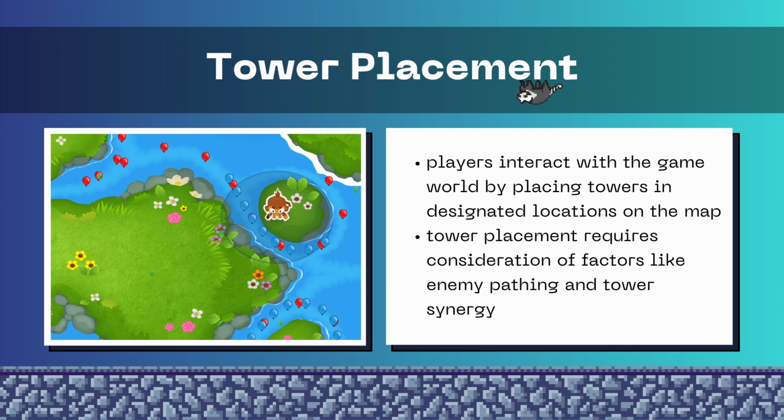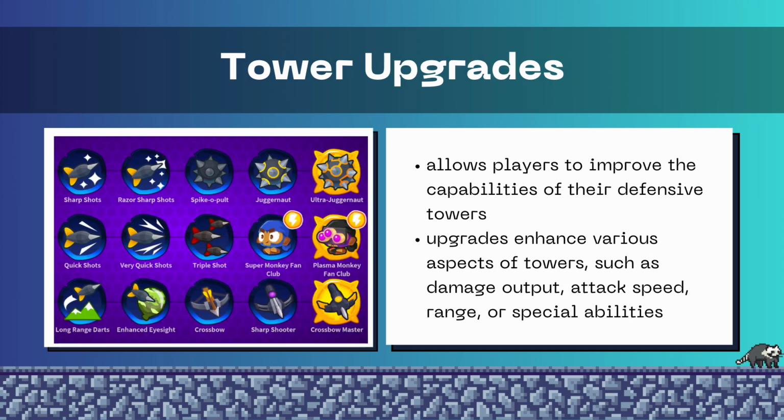Tower placements. This is how the player interacts with the world by placing towers in the designated locations around the map. Tower placement requires consideration from the player in regards to enemy pathing and tower synergy for optimal gameplay.